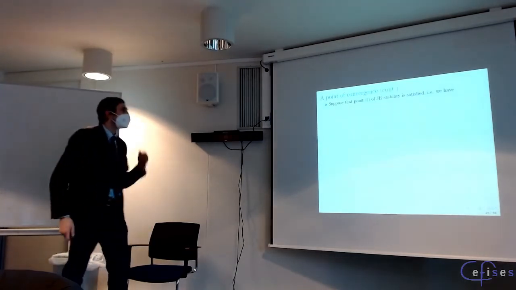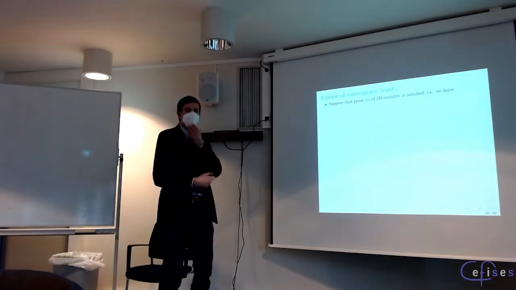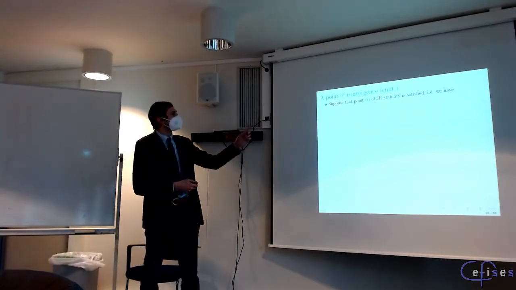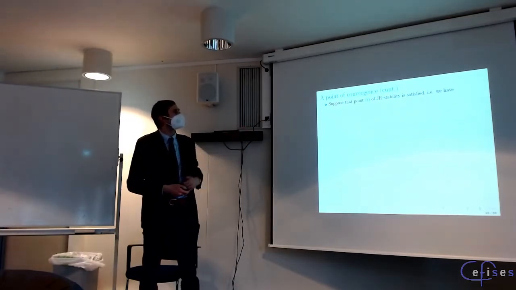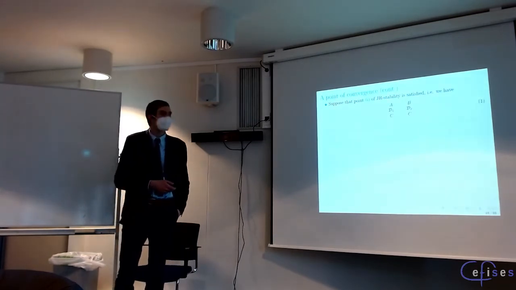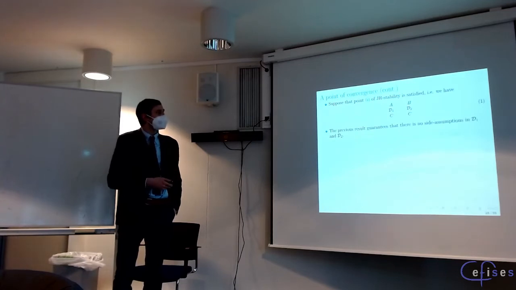Okay? Now, let's show why both satisfy the stability. So, suppose that point one of the JR stability is satisfied, so that we have two derivations of this kind. The previous result guarantees that there is no side assumption, neither in D1 nor in D2.